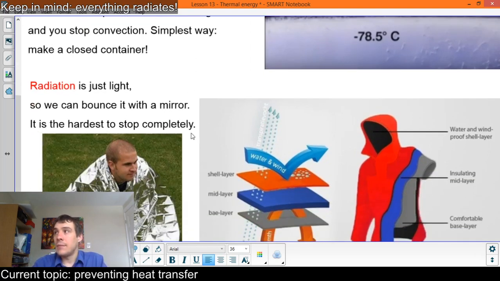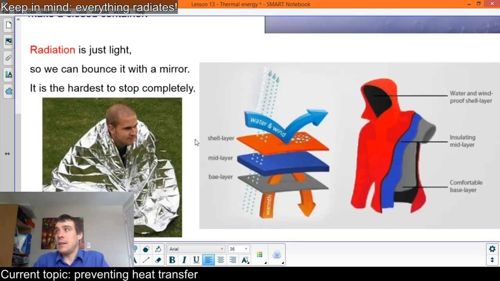Right? Now radiation is light. Radiative heat transfer is a light wave. We can't stop radiation. And remember to keep in mind, everything radiates. There is no way to stop something from radiating except to let it get colder. Then it'll radiate less. So we can't prevent radiation, but we can bounce it. We can bounce it with a mirror because mirrors bounce light. So we can bounce radiation back.